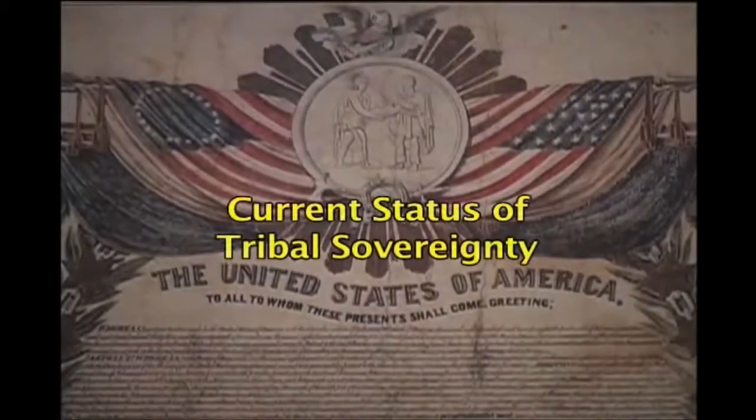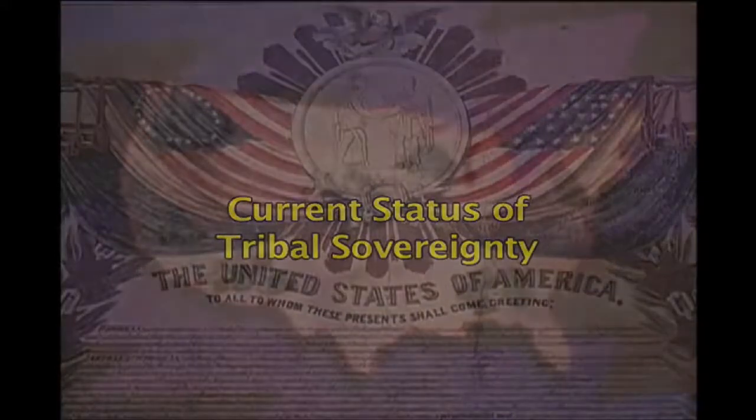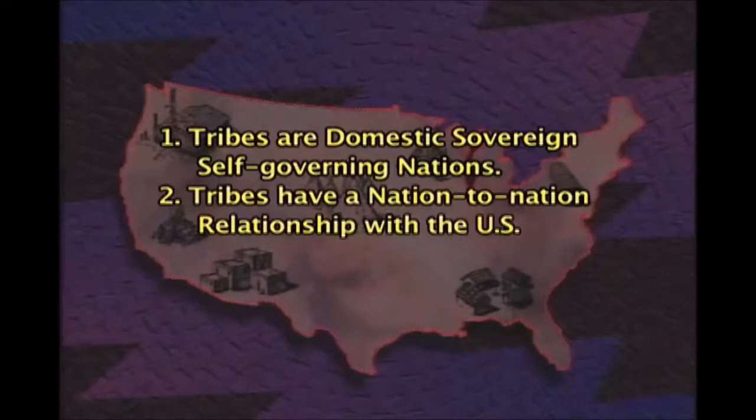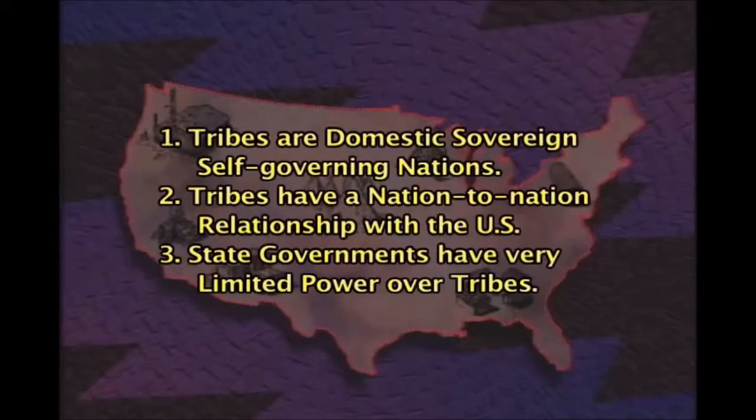In summary, we can say that the U.S. government recognizes American Indian tribes as domestic sovereign nations that possess self-government. Tribes have a nation-to-nation relationship with the U.S. federal government, and state governments generally do not have powers within reservations.